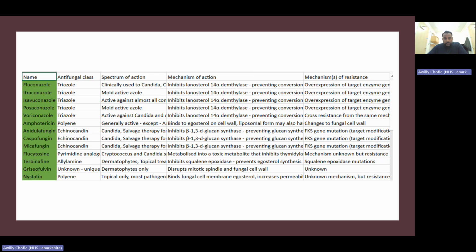Therefore, what I decided, I summarized this. I got this one from my friend, and I adopted it and put it the way I understand. This is a summary of just antifungals, but I did the same for antibiotics. Therefore, you have a class, a spectrum of action, mechanism of action, mechanism of resistance, and so on and so forth. This is just an example. You can do it the way you think is easier for you to remember.